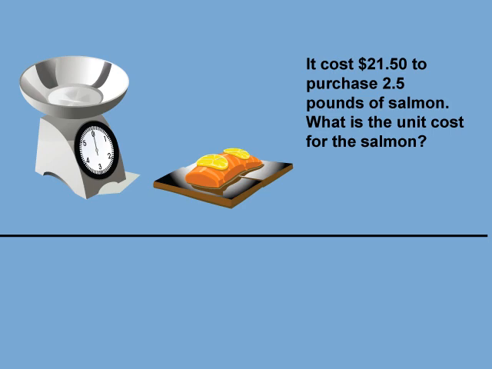It costs $21.50 to purchase 2.5 pounds of salmon. What is the unit cost for the salmon? Recall that a unit cost is for finding the rate for one unit, also known as the unit rate. The ratio of price to pounds is 21.5 to 2.5, as shown here. Notice that both are decimals to the tenths place.